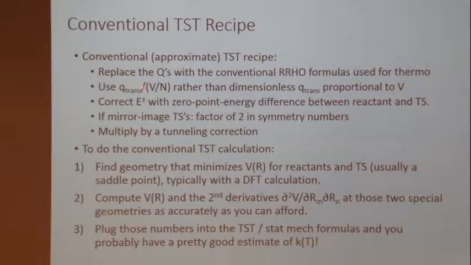Everywhere I see a Q trans, I use Q trans divided by V over N instead of the traditional Q trans that was proportional to V. So I get rid of the V in my Q trans. Otherwise, I'm just using stat mech.